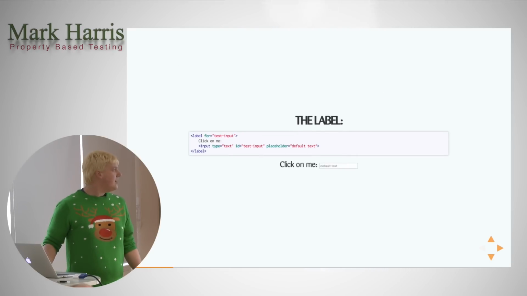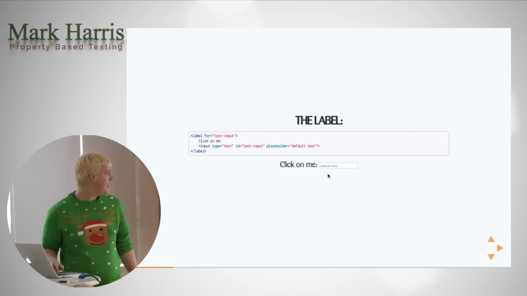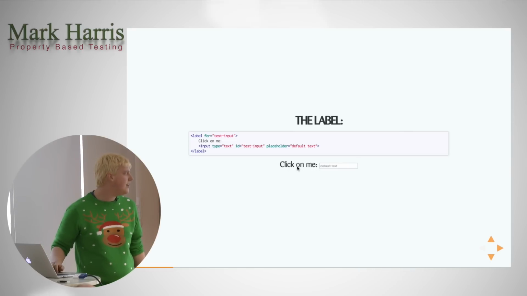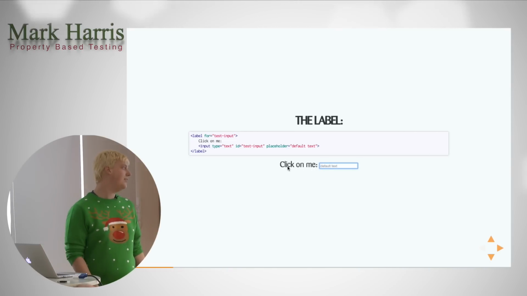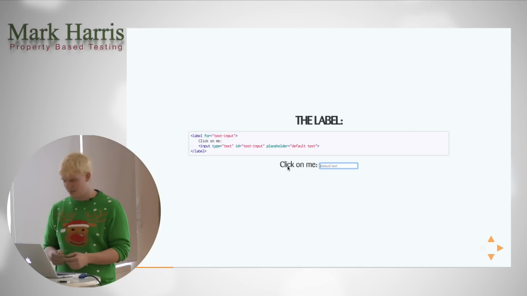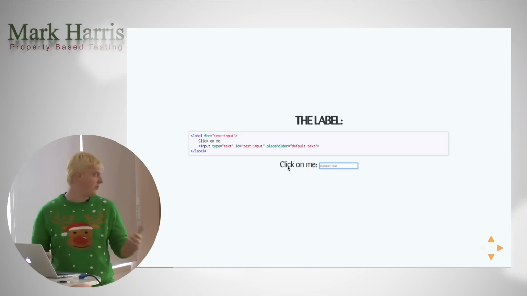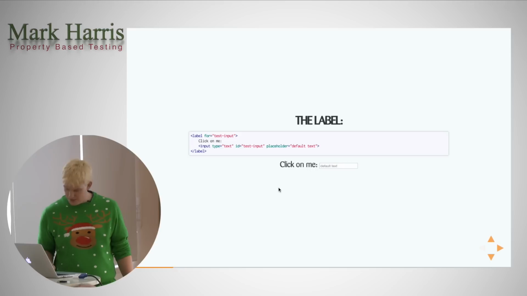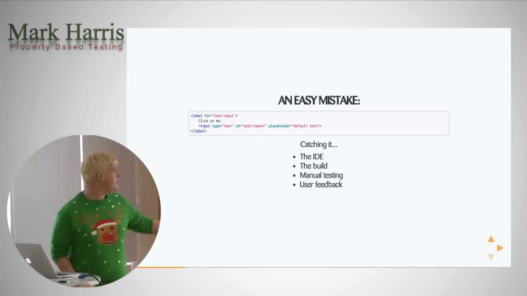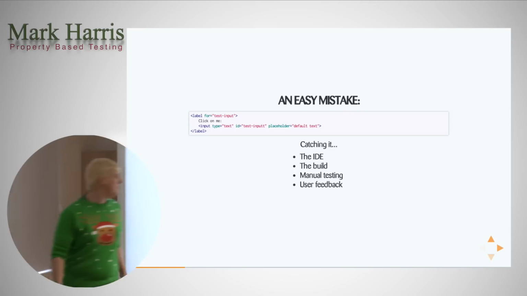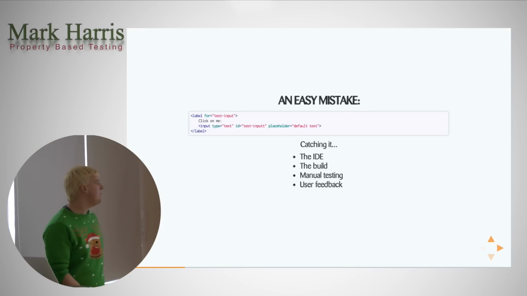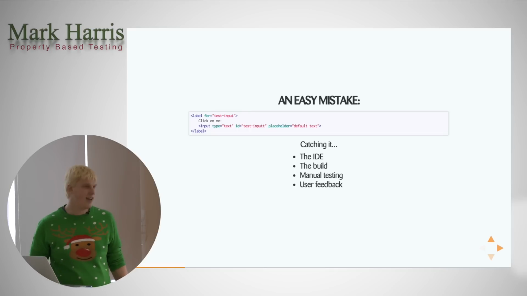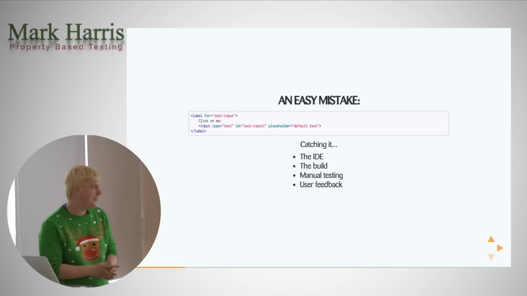First example. HTML has a wonderful label thing that I think they introduced in HTML5, where you can click on the label and it will jump to the input. And then you can start typing your name or the amount that you need to pay, whatever. And that's great. There's a tiny problem with it, in that if you make a simple typo, then it just doesn't work. So this actually happened, and we didn't catch it.